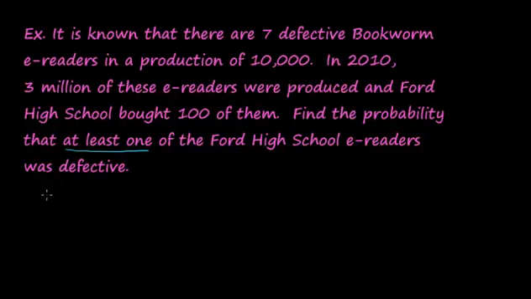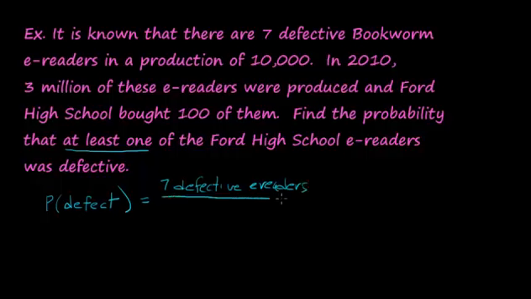We know that the probability of a defect, or a defective e-reader, I'll just say probability of defect, and that's what we mean, that we found a defective e-reader. Well, we can find that by saying, well, we know that there are 7 defective e-readers out of a total of 10,000 total e-readers, or 0.0007. That's the probability that any one e-reader is defective.